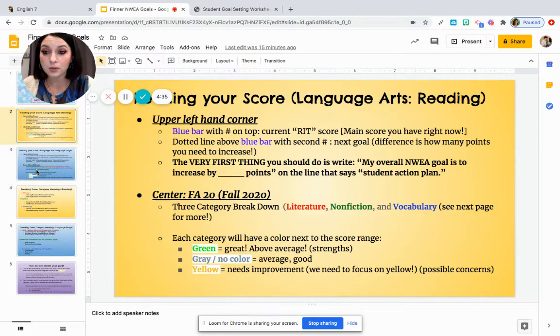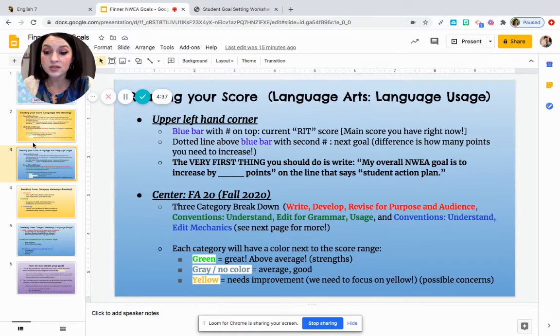Then you're going to go to the blue slide here. So the blue slides here and here are for our language usage test. So we have a reading test, which is our test 1. Then our second test is language usage. So again, you're going to look at the same place. Blue bar is your RIT score, the score you currently have. And then that dotted line above it is going to be your goal.